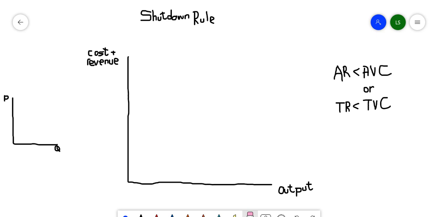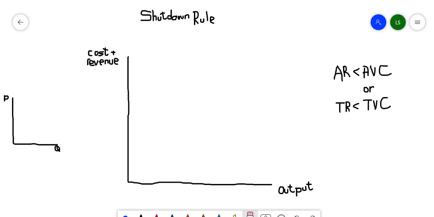Okay, grade 12, you've just basically finished the theory section of the lesson on the shutdown rule. Now we're going to look at what the shutdown rule looks like on a graph. The graph does not appear in your workbook. It did appear last year in the grade 11 book, but you don't have it in your textbook this year. So I want you now again to draw this graph with me.